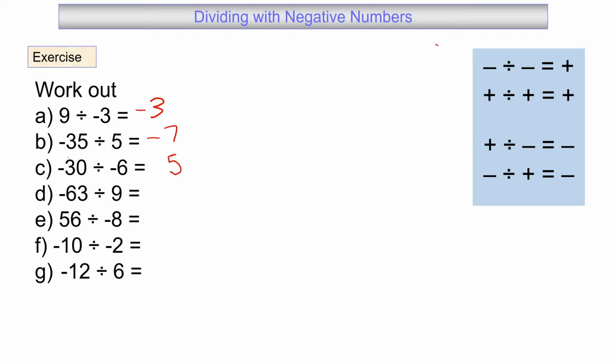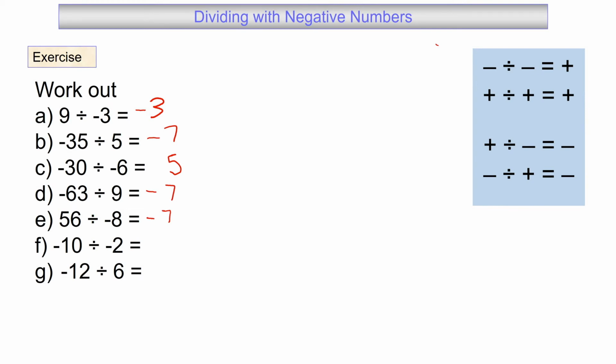look at the signs, a negative divided by a negative, those signs are the same, so my answer is a positive. D, minus 63 divided by 9, look at the numbers, 63 divided by 9 is 7, look at the signs, a negative divided by a positive, the signs are different, my answer is a negative. E, 56 divided by minus 8, look at the numbers first, 56 divided by 8 is 7, look at the signs, positive divided by a negative is a negative 7.